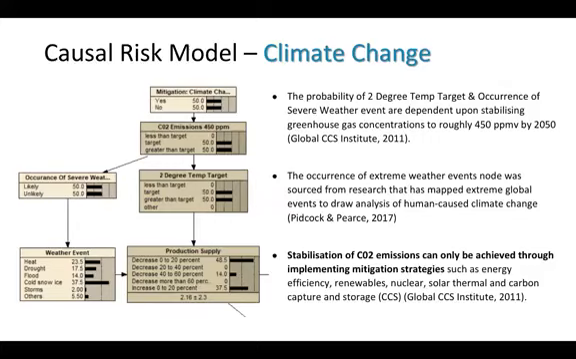From research by the Global Carbon Capture and Storage Institute, the stabilization of CO2 emissions can only be achieved through implementing mitigation strategies such as energy efficiency, renewables, nuclear, solar thermal, and carbon capture and storage, of which our model demonstrates.